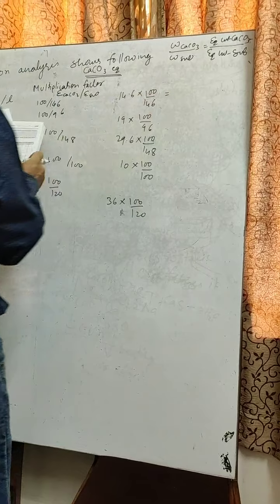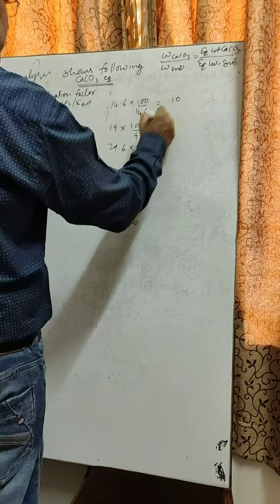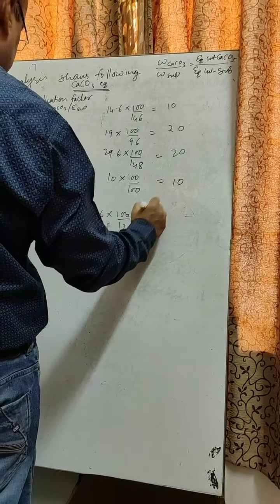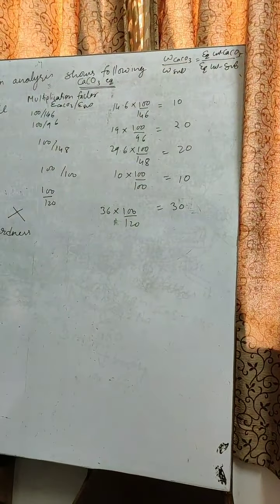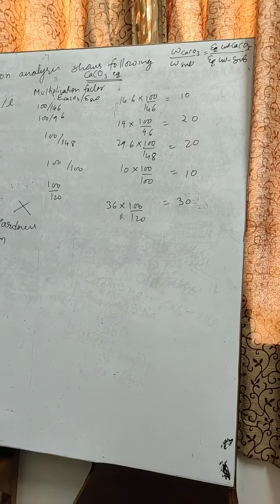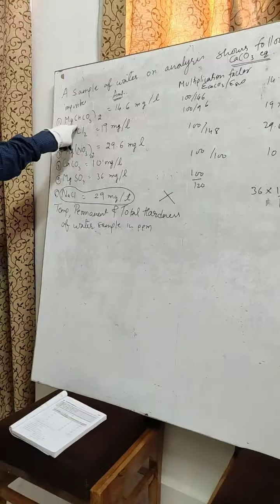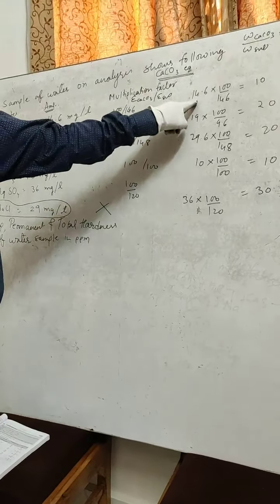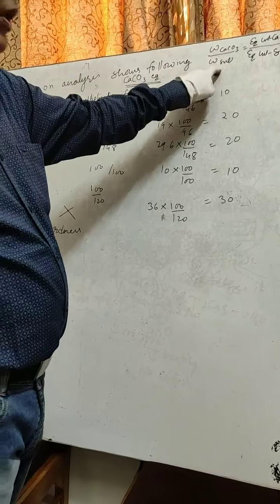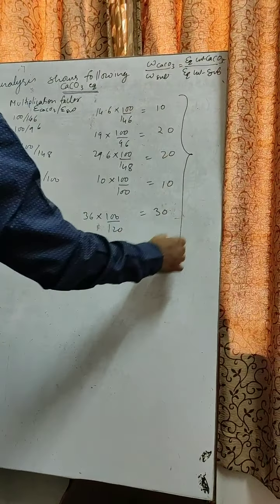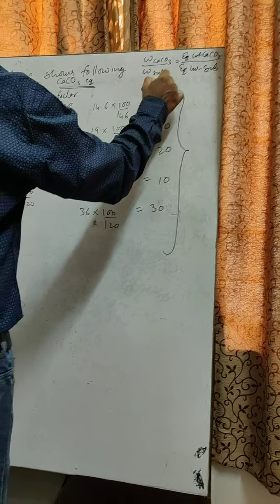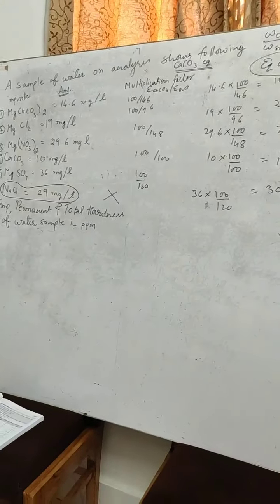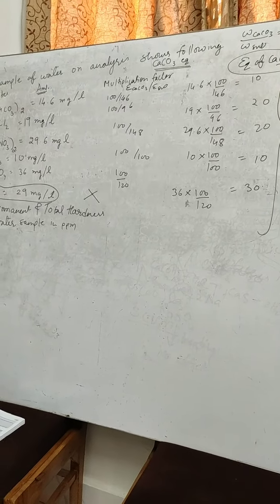On solving this, we get 10, 20, 20, 10 and 30. The important thing here is that the first step was to calculate the multiplication factor, that is E1 by E2, multiplied by the weight of the substance using this simple formula, and you get these substances as equivalents of calcium carbonate. Now you have to use the particular formula.